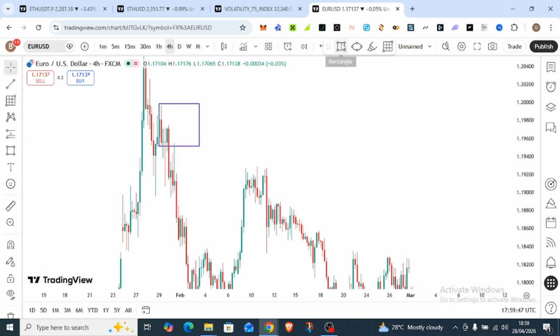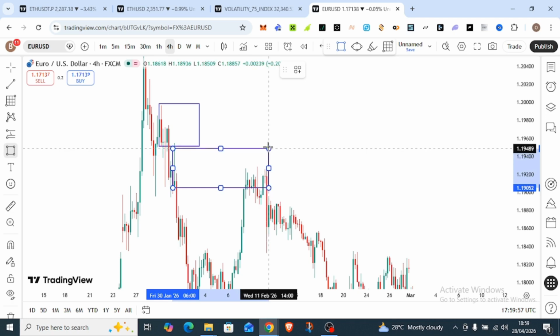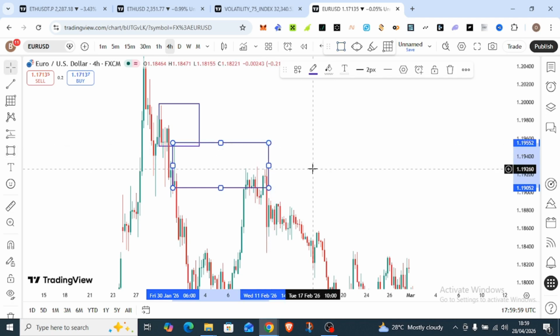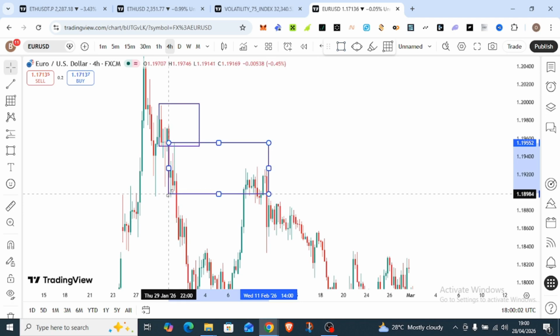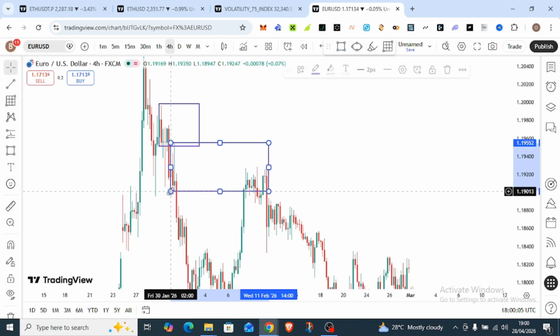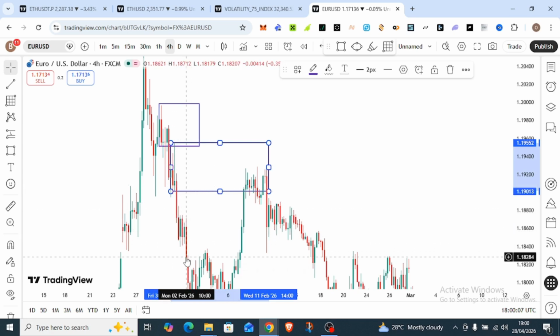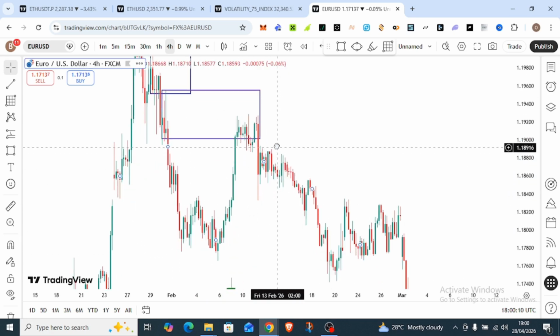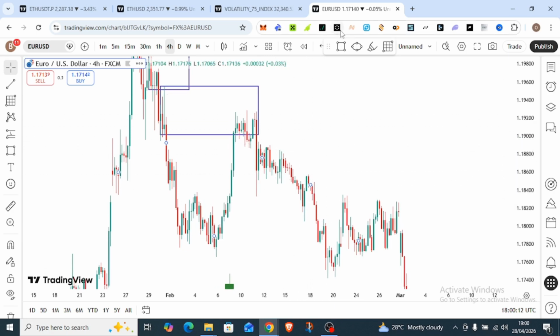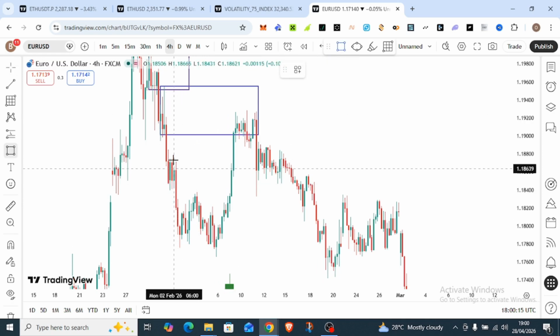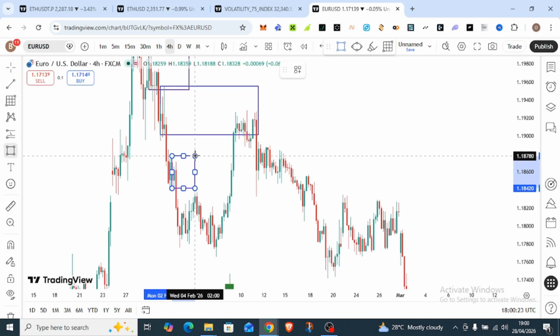And as you can see, price came and mitigated this order block. So let's draw the order block here. This is a valid order block because it wasn't mitigated after the break of structure. Price came back and mitigated it before moving down. There is still another order block because the high of this candle was taken, so we can mark this as an order block too.